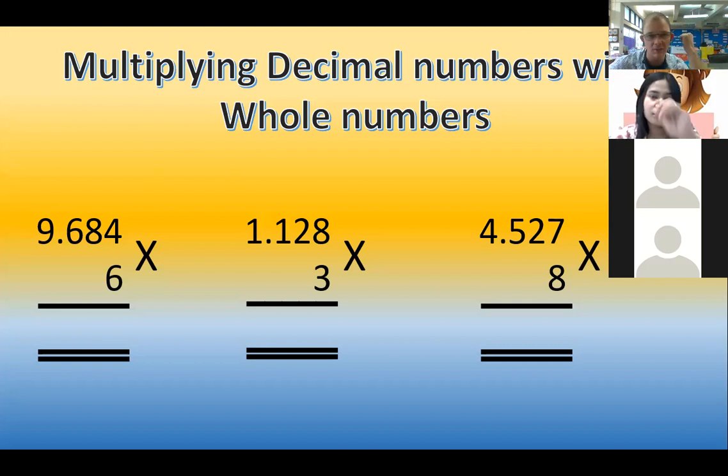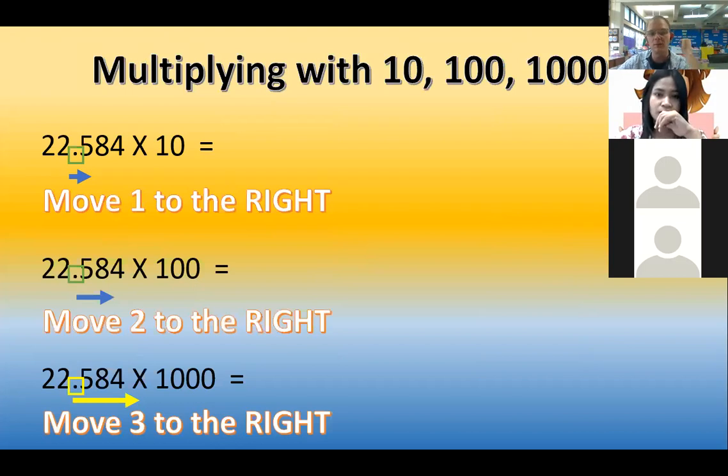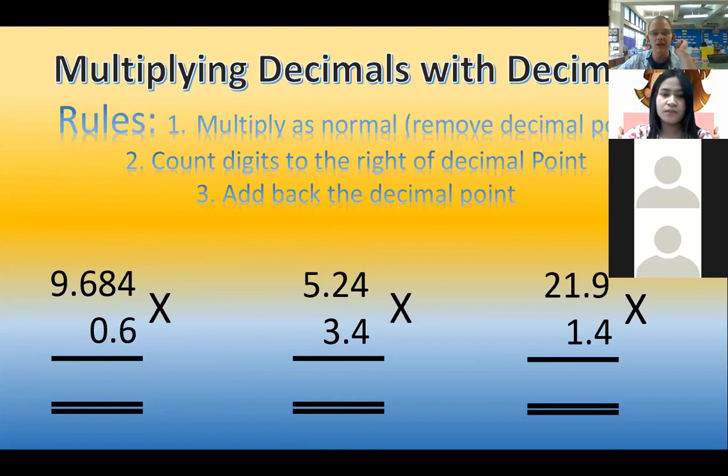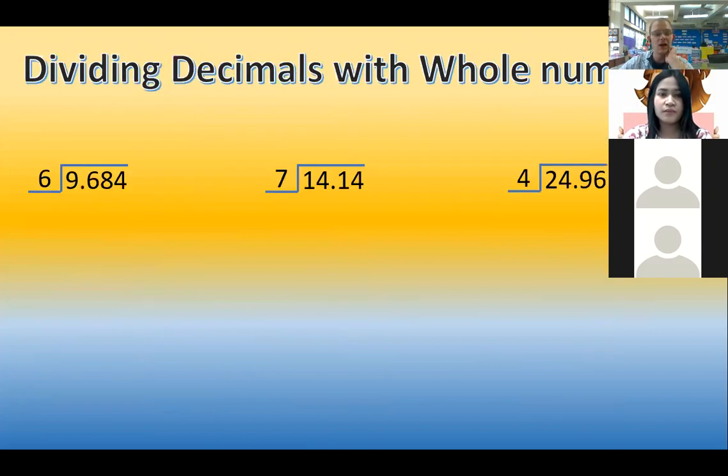So we first looked at multiplying decimals by whole numbers. We also looked at multiplying with 10, 100, and 1000. We also then looked at how to multiply decimals with decimals. And today we're going to look at how to divide decimals by whole numbers. This is also something that we'll need to understand. It's not very difficult as long as we can do our long division like we used to do.